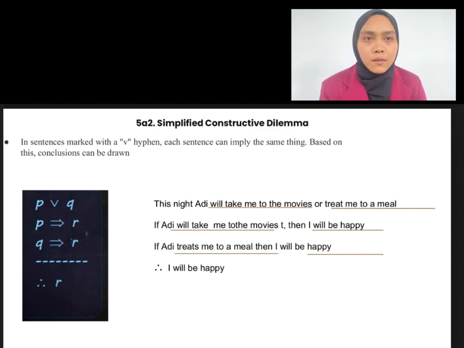For another example, if I study hard as P, I will pass the exam as R. If I cheat as Q, I will be punished as S. The fact is, I study hard as P or I cheat as Q. So from these premises and statements, we can get the conclusion: I will pass the exam or I will be punished.